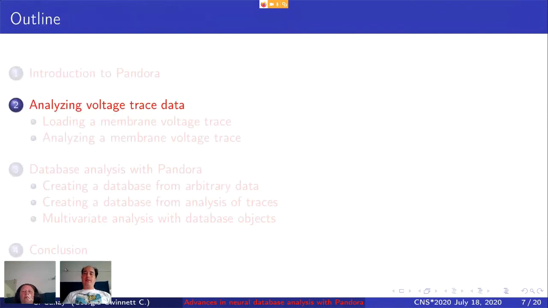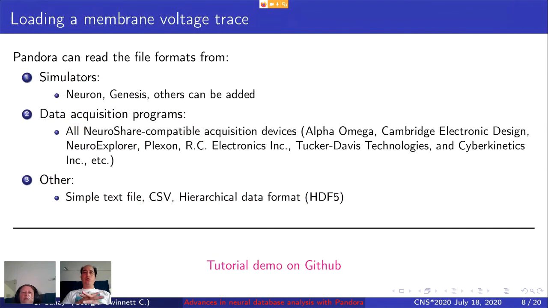All right, so let me show you some example workflows and point out the GitHub pages. For the membrane voltage traces, we can read many file formats from simulators, Neuron, Genesis, and others, which could be very easily added because we have a lot of support. And also a bunch of hardware manufacturers. So these are for experimental data. We were supporting NeuroShare at some point and a bunch of different types of formats. And we also accept text files, space separated or comma separated, and also HDF5 for input and output if necessary.